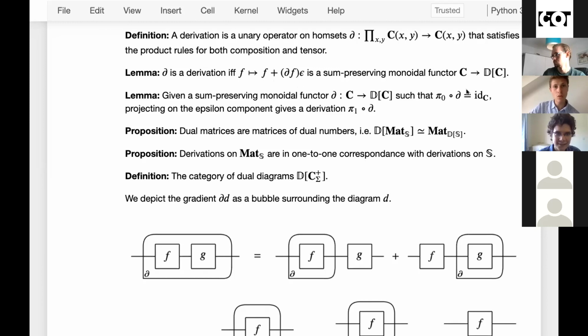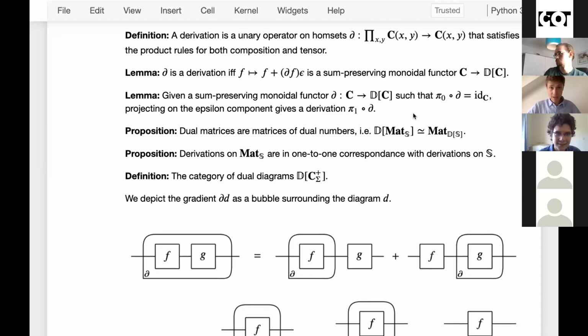Okay, so this correspondence also works the other way around. If I have such a functor from C to D of C, and projecting on the real component gives the identity, then I have a derivation by projecting on the epsilon component. Okay, so if we apply this to matrices, we get the same thing as if we take matrices over dual numbers. So dual matrices are matrices of dual numbers. So now a derivation on Mat S is going to be the same as a derivation on the rig S.